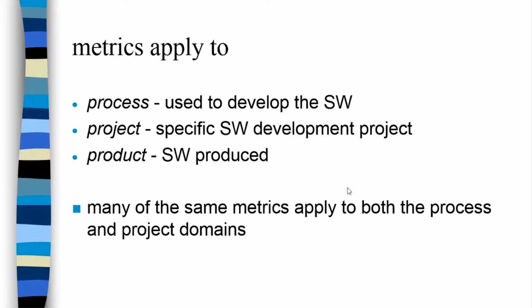Now, metrics basically apply to three areas. You can say three domains: the process, project, and product. We know that process is used to develop the software. Project is a specific software development project, and product is the software which we have produced or which we are going to produce. It is also said that many of these same metrics apply to both the process and project domains.